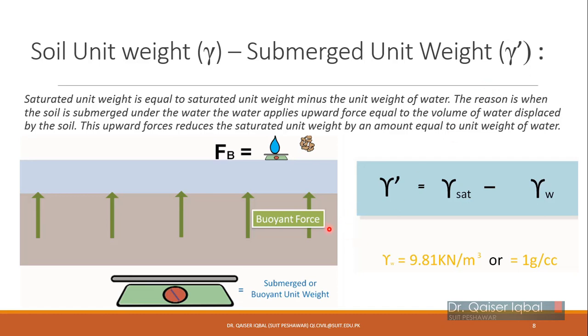The last one, the fourth one, is submerged unit weight. Now, submerged unit weight is similar to saturated unit weight in the sense that all the voids will be filled with water. But also, if the soil is below the water table, then water applies a buoyancy force on anything. If you immerse anything in water, it will displace the water, and because of that displacement, the water will apply an upward force on that object, and this is how a ship sails in the sea.